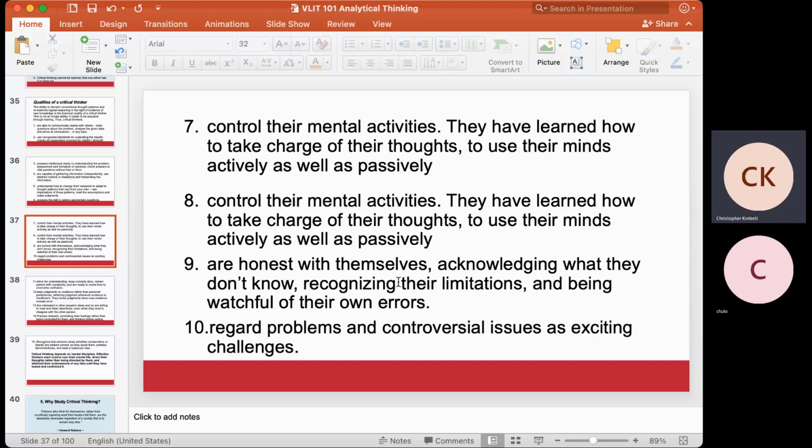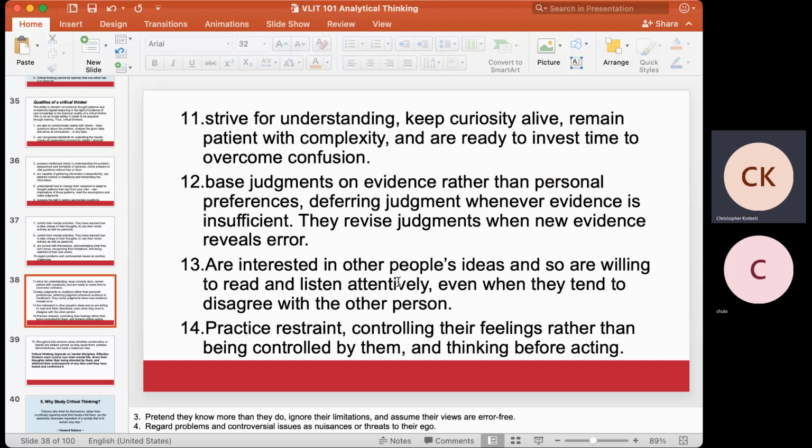And they regard problems and controversial issues as exciting challenges. So whenever there's a problem or there's a controversial issue, critical thinkers are happy. Why are they happy? So that they will be able to exercise their minds on those controversial issues. They also strive for understanding. They keep curiosity alive. They remain patient with complexity and are ready to invest time to overcome confusion. So you look at it. They are ready to invest time to overcome confusion.